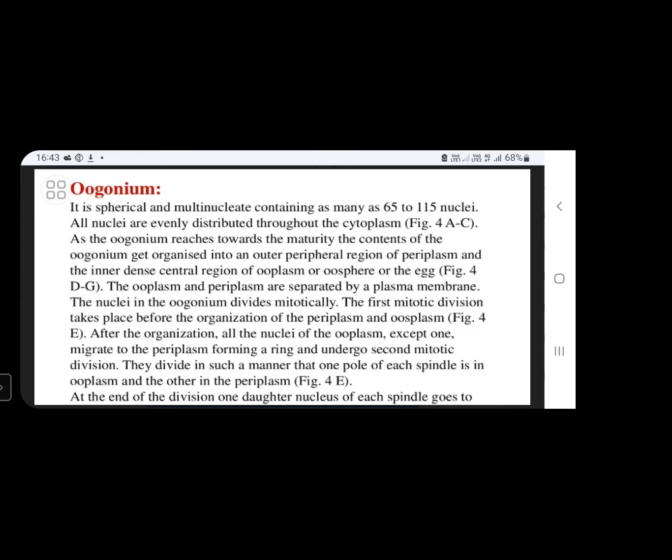Like this oogonium will form and antheridium is also produced. Next step is fertilization. How will this fertilization take place? What kind of fertilization will take place? After fertilization, what kind of events will take place? All these we will discuss in the next session.